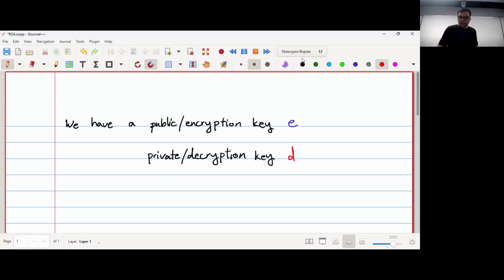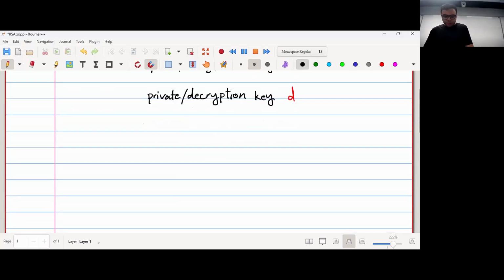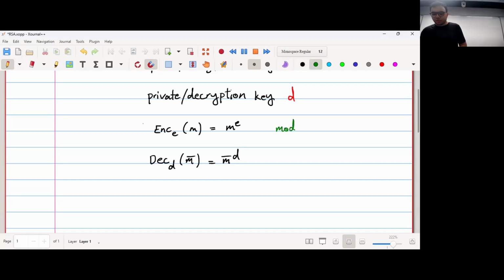And we had this idea that we want both encryption and decryption to be really simple. So I said that if I have a message M and I want to encrypt it using the key E, I want this to just be M to the power of E, right? And I wanted decryption to be very similar. So if I'm decrypting using D, some encrypted message M bar, I want this to just be M bar to the power of D. And of course, we said that we have a prime number and we're doing all of these calculations modulo that prime number. So this was supposed to be modulo P, and this was also supposed to be modulo P.